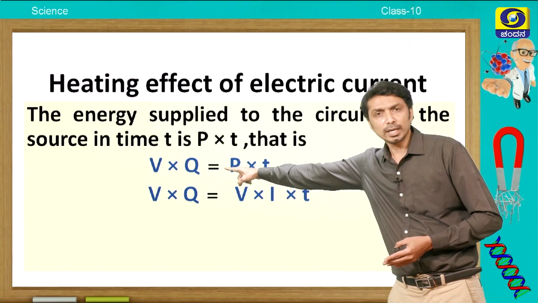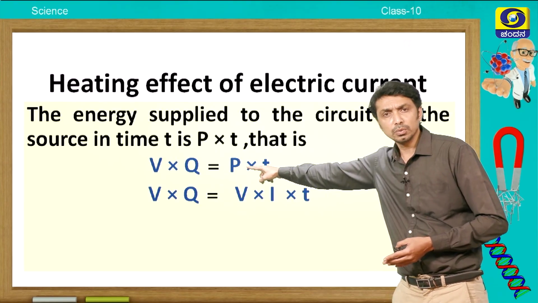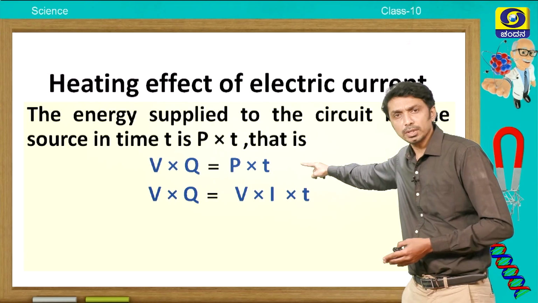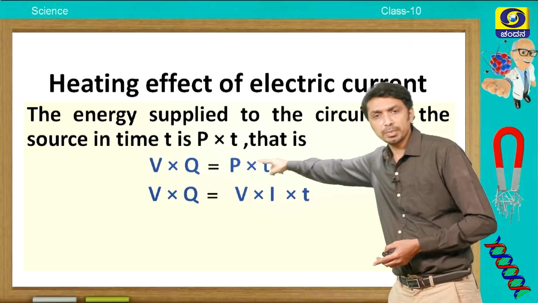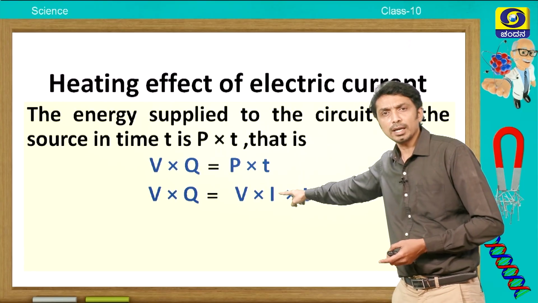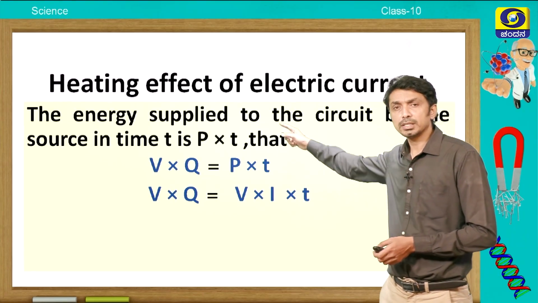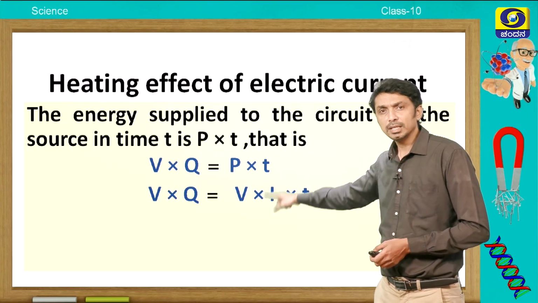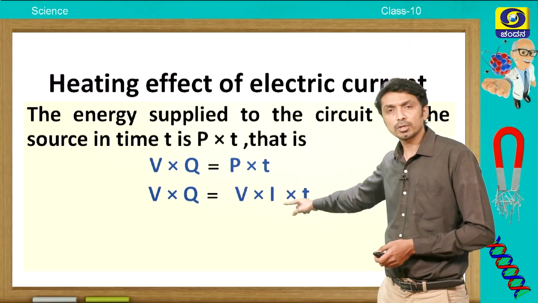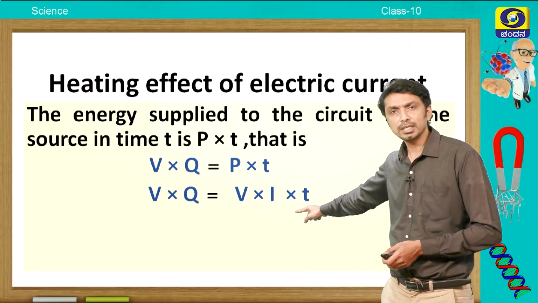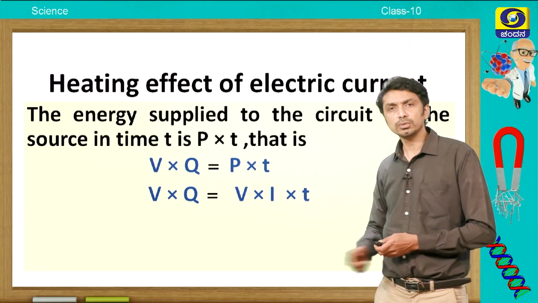The total work done, V into Q, is equal to P into T. So, what we can substitute in place of P is V into I. So, the total amount of energy supplied in time T is V into I into T. Remember this, the total amount of electrical energy supplied in time T is V into I into T.